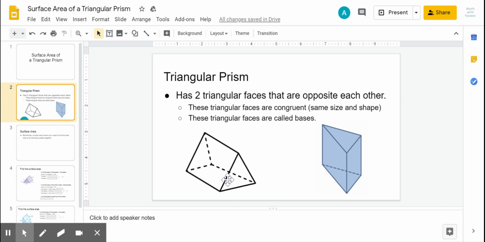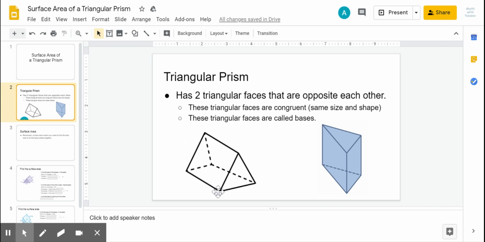In this prism here, we see one triangle right here, and then we see another triangle in the back, and they're opposite each other. They are also congruent, which means that they're the same size and shape, and they are also called bases. Anytime you have a prism with two shapes that are congruent, those are your bases, opposite and congruent.